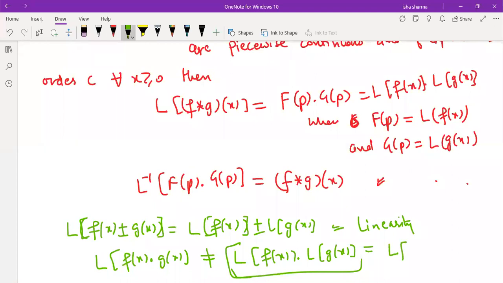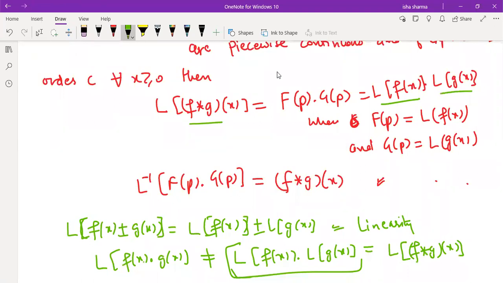But this product, if you look at it separately, is now established: it is equal to the Laplace transform of some other function, and that function is not f into g, that function is f star g. This is what the convolution theorem is telling us: there exists a convolution function whose Laplace transform happens to be the product of the individual Laplace transforms.